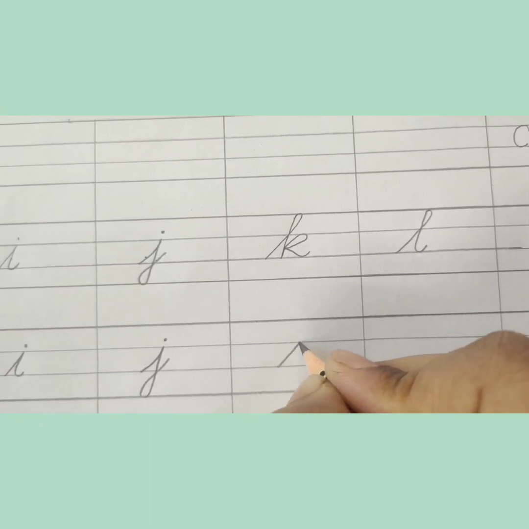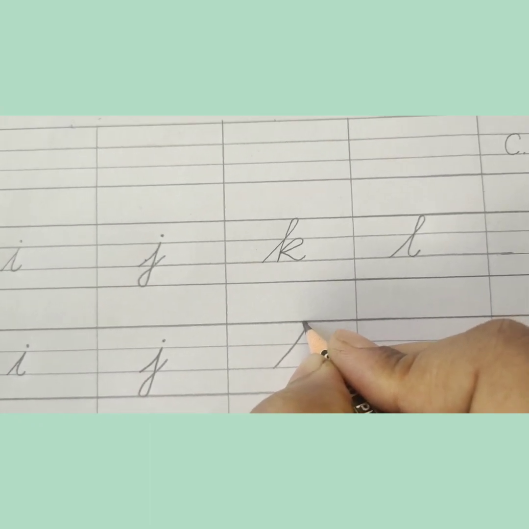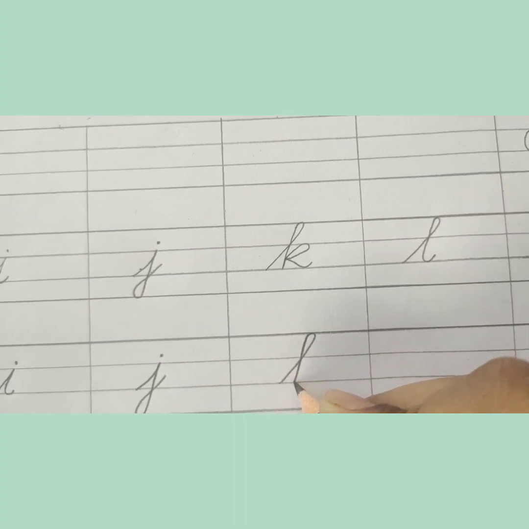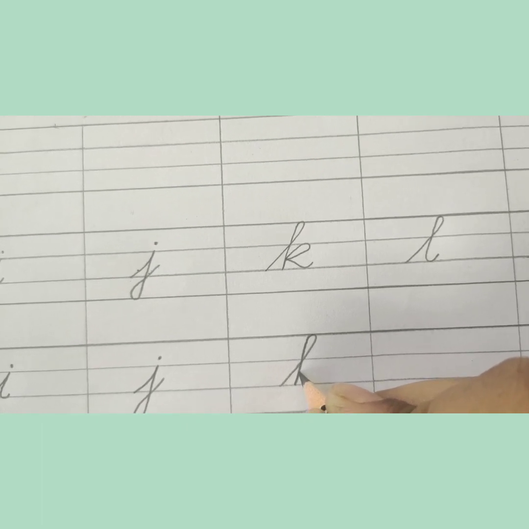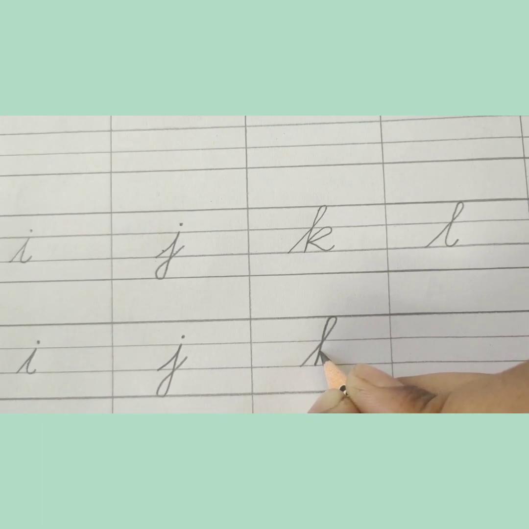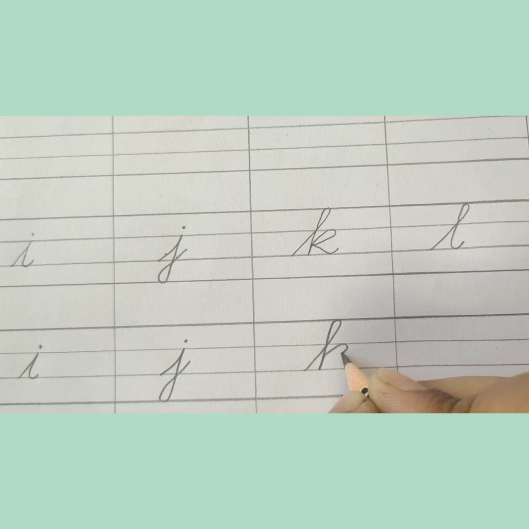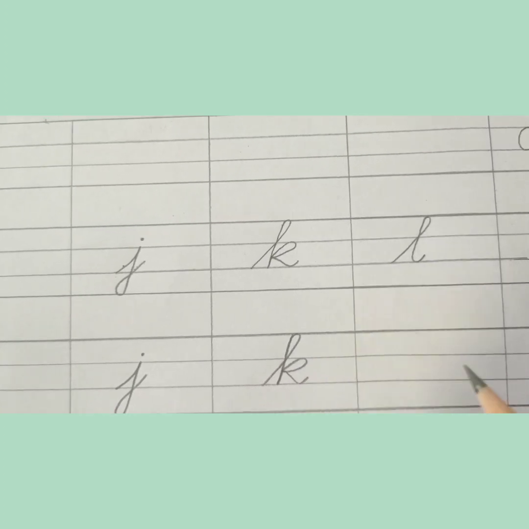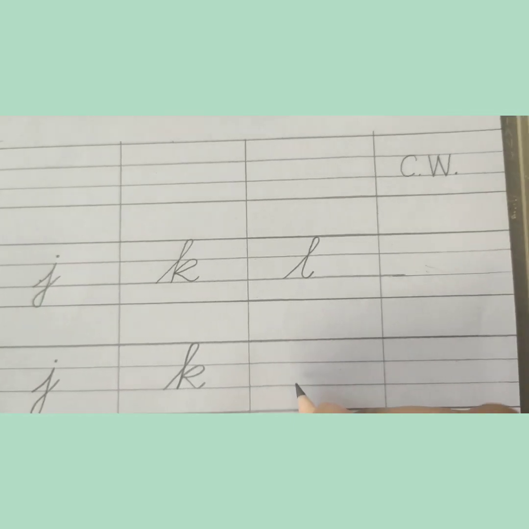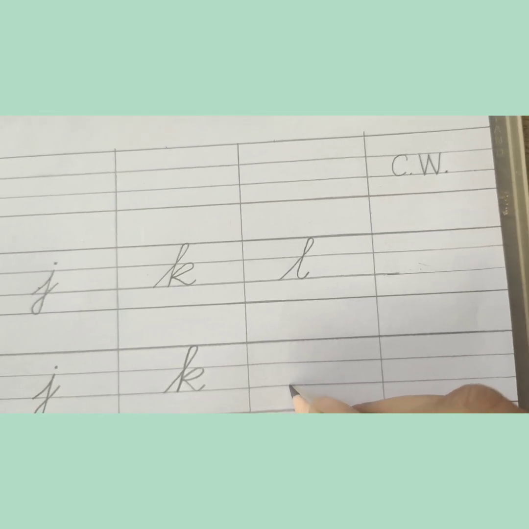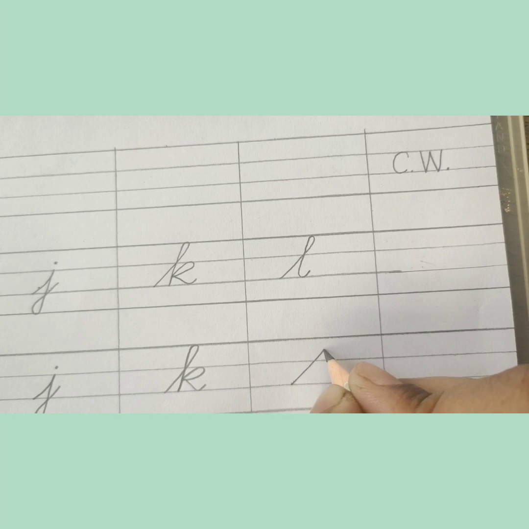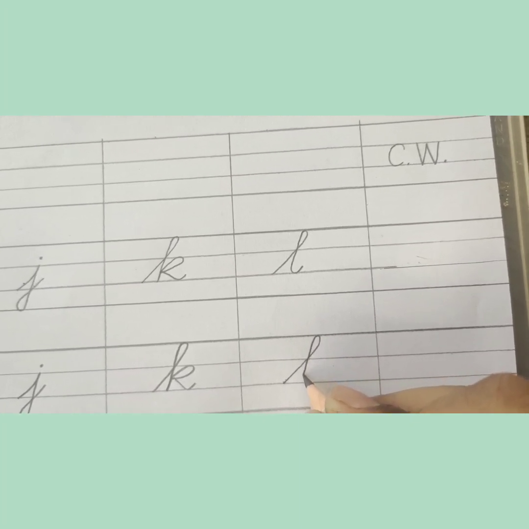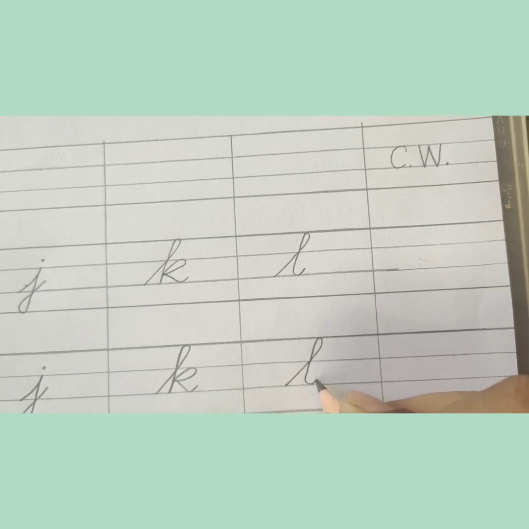Third letter is K. Make one slant line. Come down from the back side and this line will go up and from the center this line will make a loop and make a curve like this. Then we have K. The last letter is L. Make one slant line and come down from the back side and this line will come near the previous line like this.